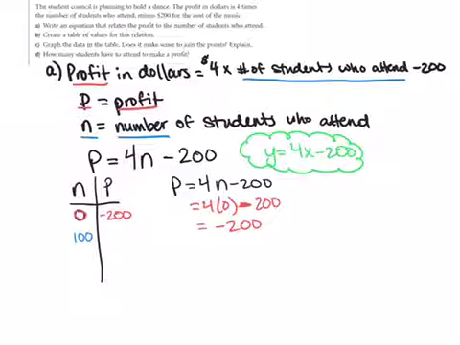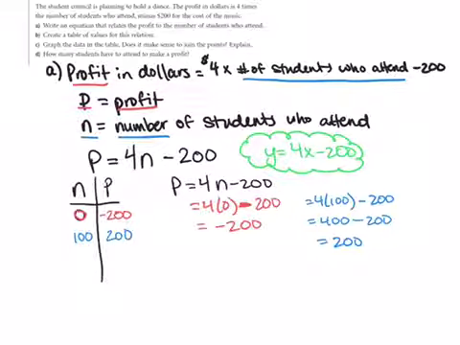Well, what happens if 100 people attend? Well, our profit statement is still the same, so this time we're going to go 4 times 100 minus 200. So this is going to be 400 minus 200, because 4 times 100 is 400, and then that's going to be positive 200. Well, that's a little bit better. We don't want to lose money on our dance.